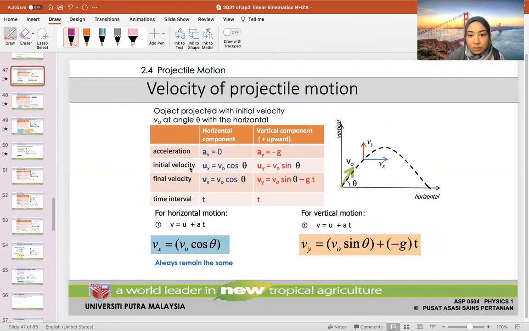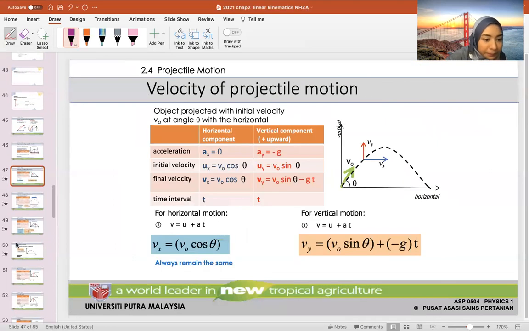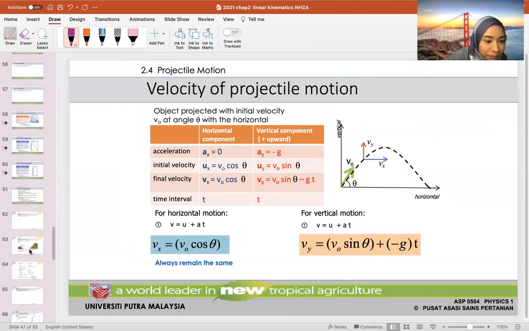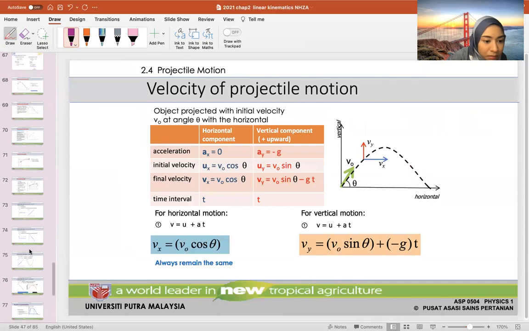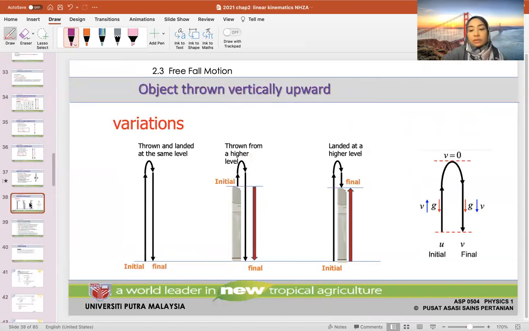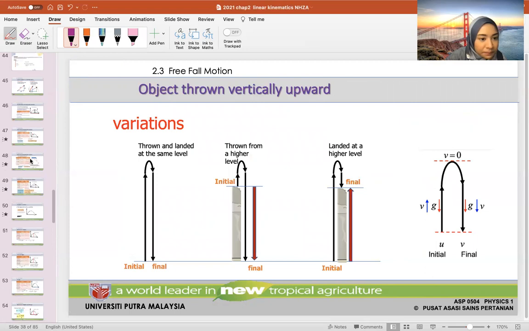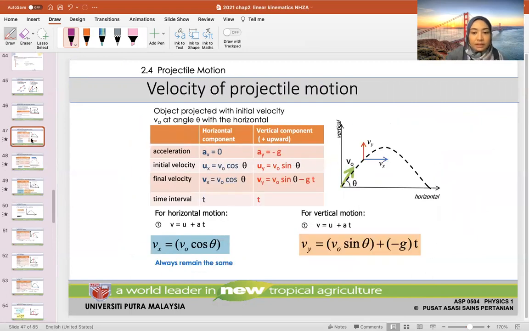Mana gambar yang sesuai tu? It's not this one. Sekejap. The three examples too. Okay, it's this one. So we know that projectile motion, this is free fall. Okay, kita tengok ni lah.